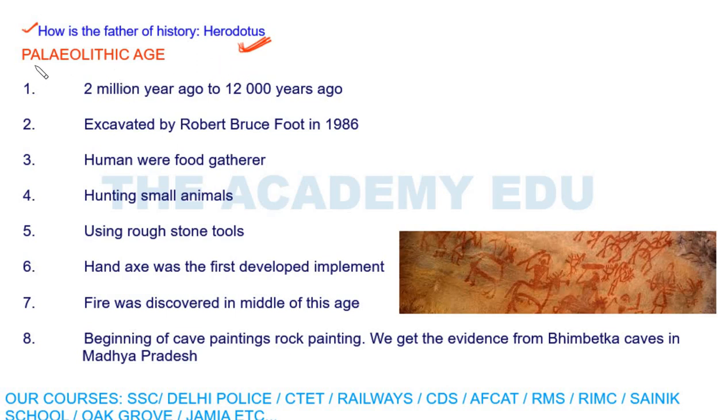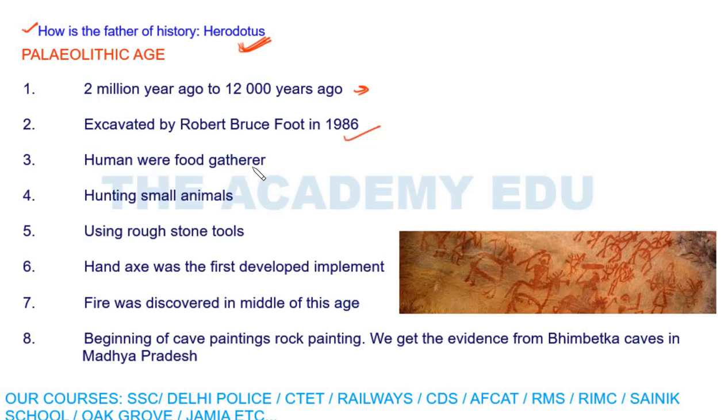Now we have the first thing, the Paleolithic Age. From 2 million years ago to 12,000 years ago, it was the time of the Paleolithic Age. How did we come to know about the Paleolithic Age? It was excavated. In science what we do is discovery, but in history we excavate something. Excavate means to dig out things from the layers of soil. So it was excavated by Robert Brucefoot in 1986.